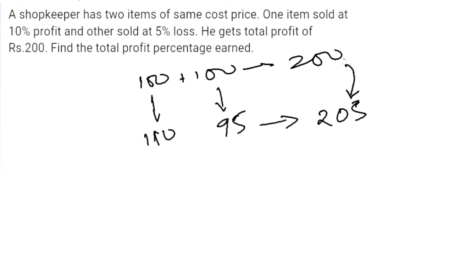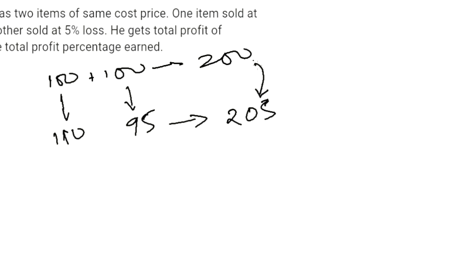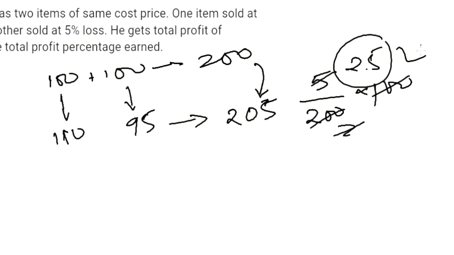So find the total profit percentage. How much is increased? Like I said again, profit percent. How much more is 205 out of 200? So what we need to do is the difference divided by the original. This is 205 minus 200. How much? This is 5, divided by 200, so 2.5. So that is the quickest way. Answer.